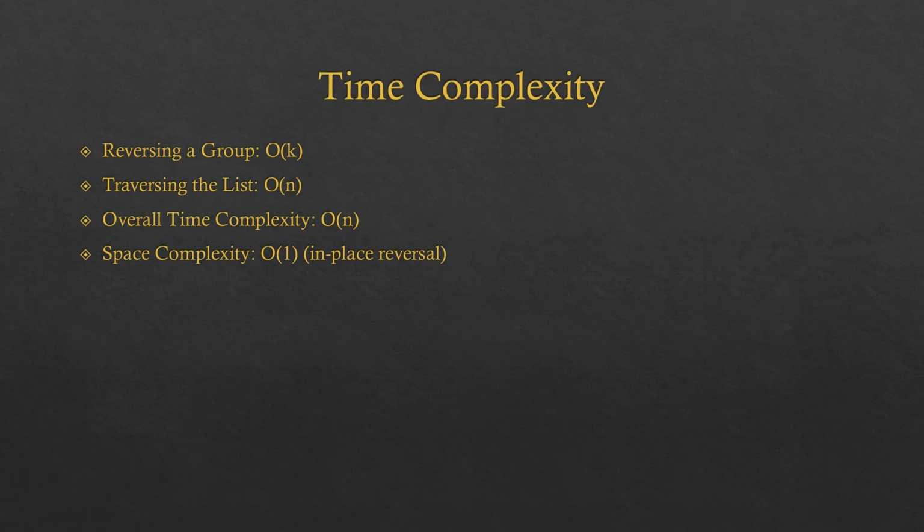Let's discuss the time complexity. Reversing each group takes O(k) time, and since we traverse the entire list once, the overall time complexity is O(n), where n is the number of nodes in the list. The space complexity is O(1), as we are performing the reversal in place without using extra space.